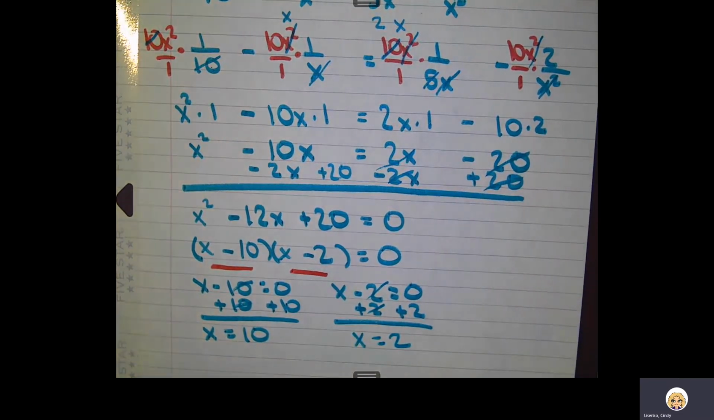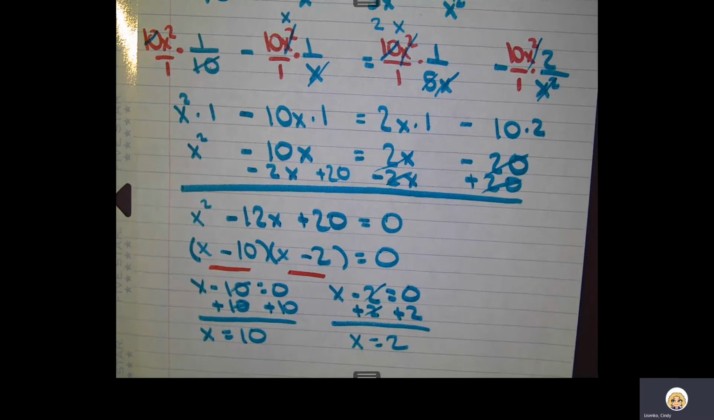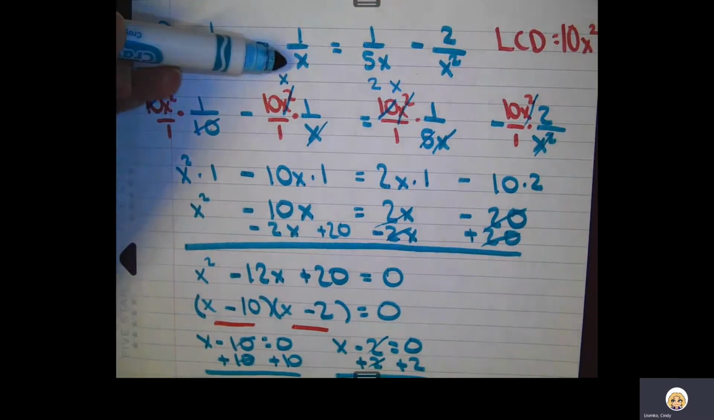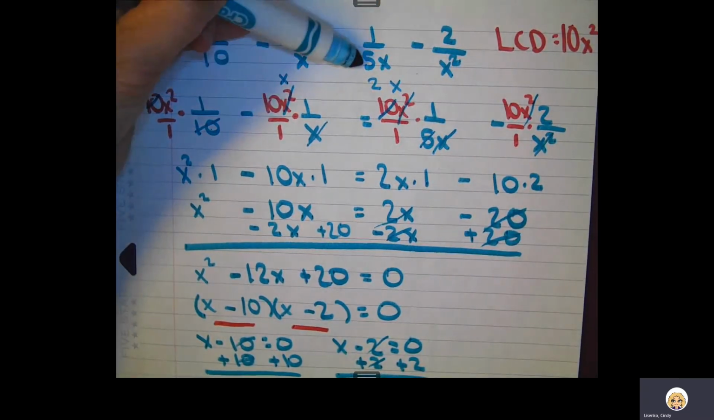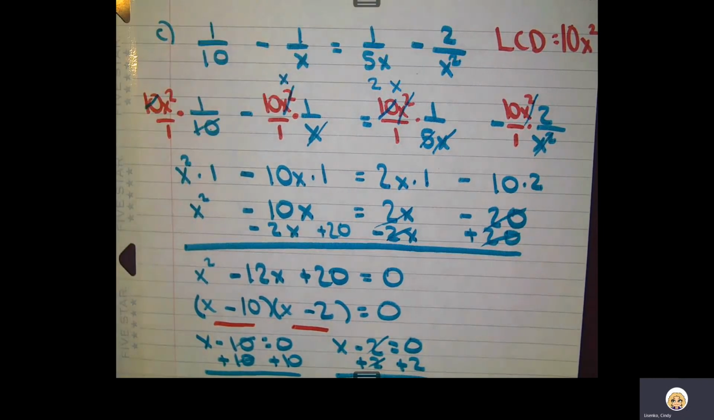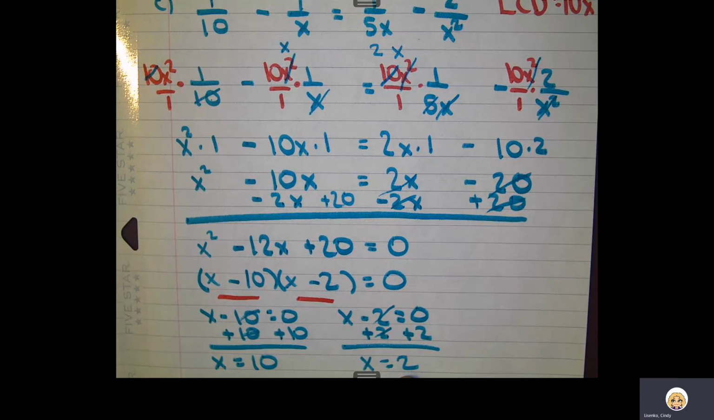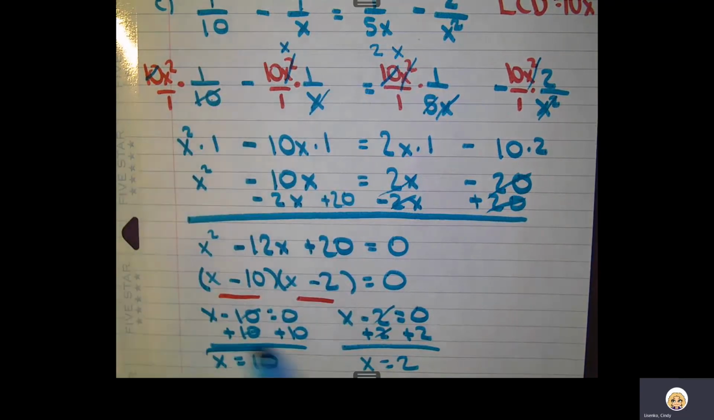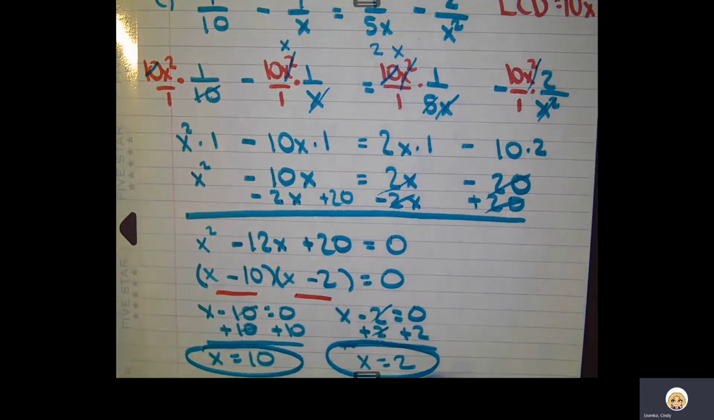I'm going to make sure that these work, so I'm going to go up to the top and make sure when I plug these in, I won't get a 0 on the bottom. So if I plug in a 10 here, that doesn't give me 0. 5 times 10, that's 50, not 0. 10 squared is 100, not 0. Same thing with this 2. If I plug in a 2, I don't get a 0. So they are both answers.